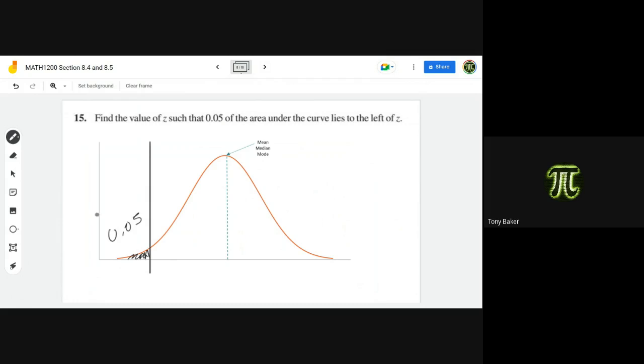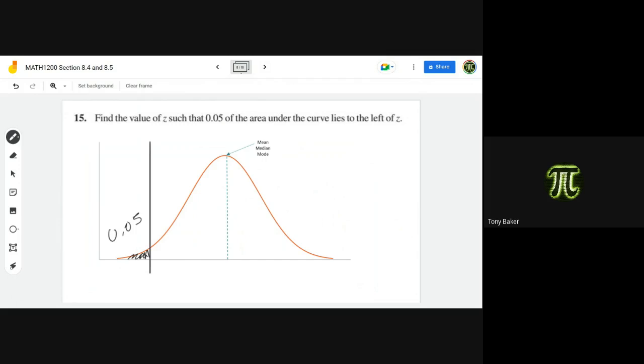If it said 0.05 to the right, I'd have to put my line over here because I want the little spot over here. So you kind of have to look at the wording and figure out where your line's going to be, because that's going to tell you if it's a positive Z or a negative Z. If the line is to the left of the center, it's negative. If the line's to the right of the center, it's positive.